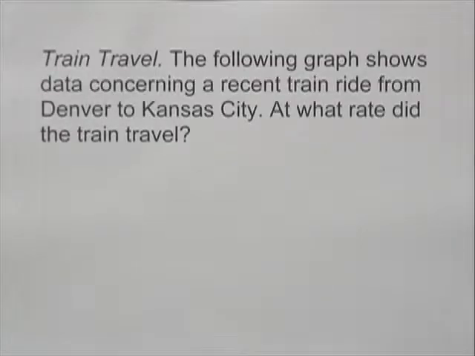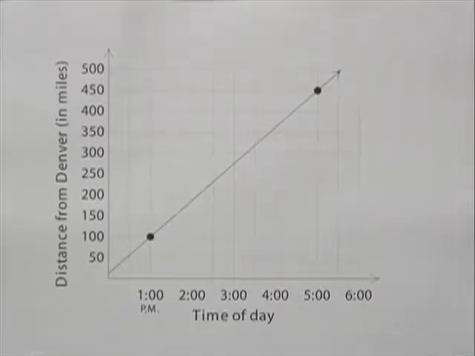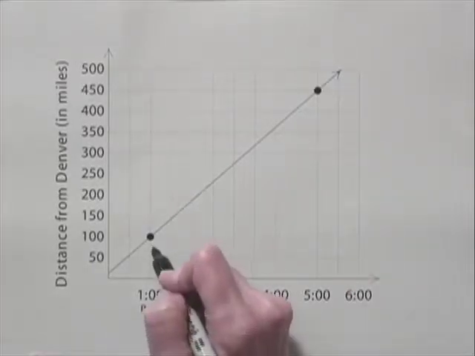The following graph shows data concerning a recent train ride from Denver to Kansas City. At what rate did the train travel? Let's take a look at the graph. We see 2 points on the graph.